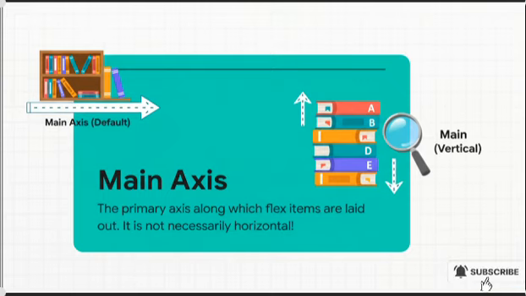So, the main axis, that's the primary direction your items are going to flow in. Think of it like this. By default, it runs horizontally, right? Left to right. Kind of like lining up books on a bookshelf. But, and this is the cool part, it doesn't have to be horizontal. You can change it. You can make that main axis run vertically. And we're going to see exactly how to do that in just a sec.